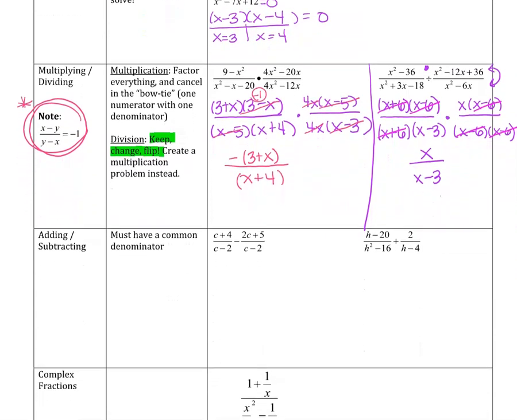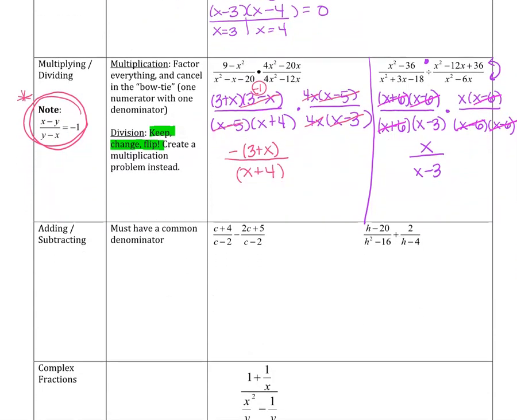All right, now what's super important when you add or subtract, which in my opinion is the harder thing to do here, is you have to have a common denominator. It's just like when you were in elementary school and adding 1/2 plus 1/3. You know you need a common denominator of, let's say, 6. So you'd multiply the top and bottom by whatever you need to create that common denominator. And then you can combine.